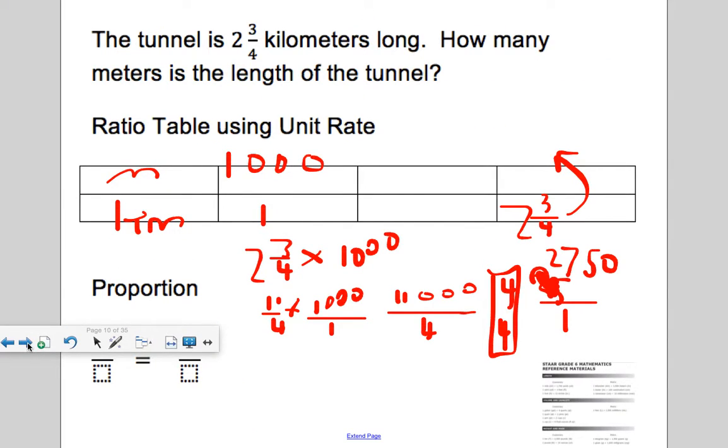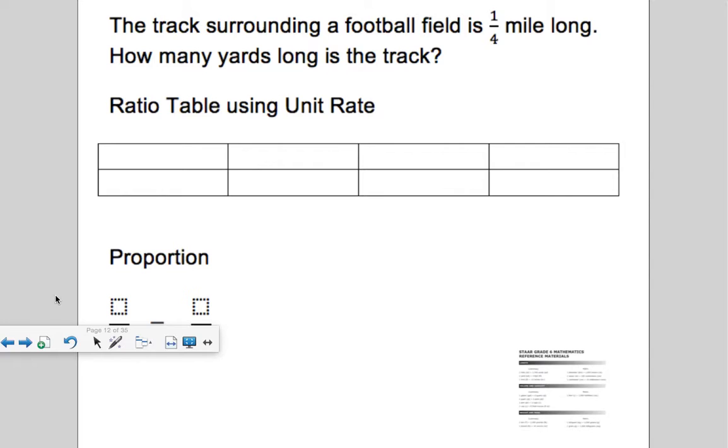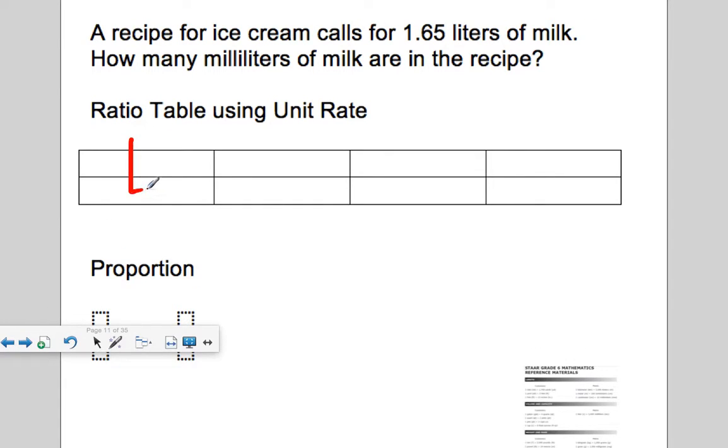Let's label our ratio table. Liters and milliliters. 1 liter has 1,000 milliliters. If you would like to write it the other way around, it doesn't matter. Just make sure the labels are correct.